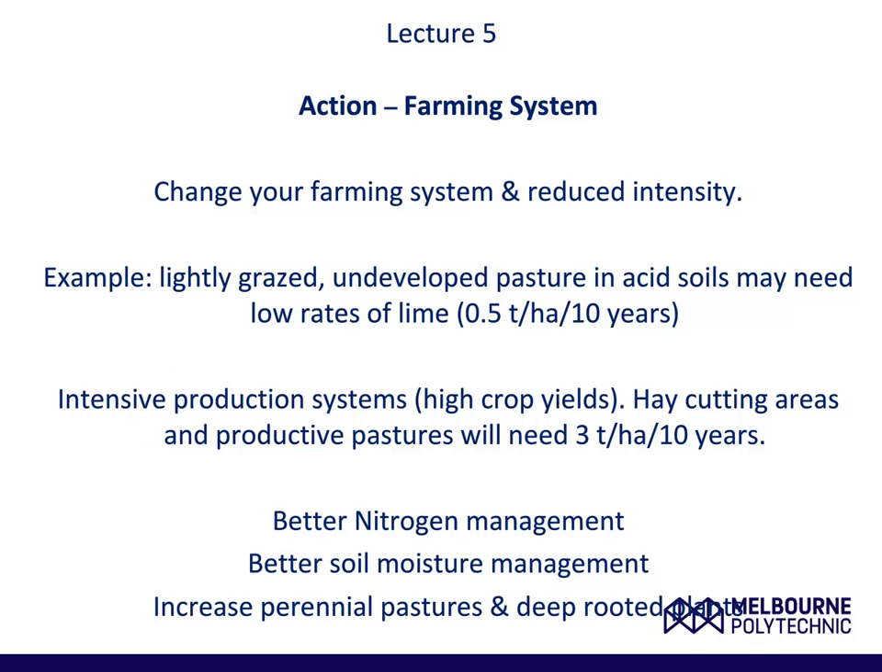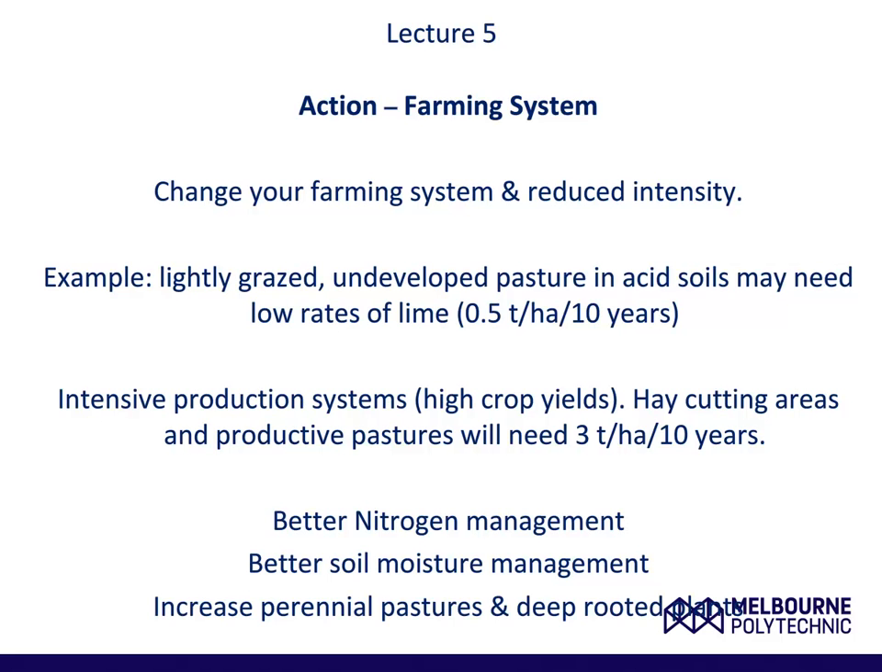And finally, the fourth action that you can consider is to change your farming system. If you reduce the intensity of your cropping, for example, and you lightly graze your paddocks, you may decrease your acidity. There have been experiments where lightly grazed undeveloped pasture in acidic soils only needs rates of lime application as little as 0.5 tons per hectare every 10 years.